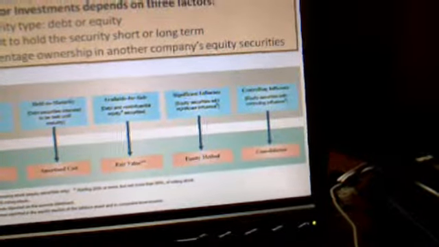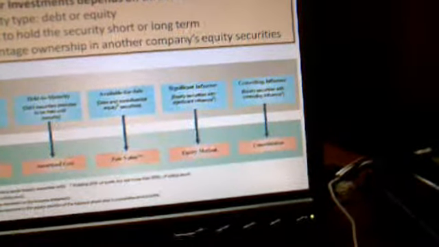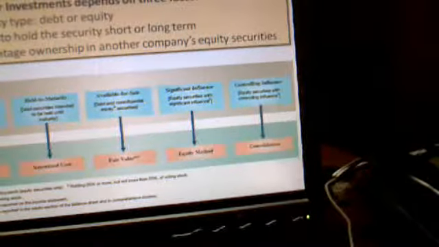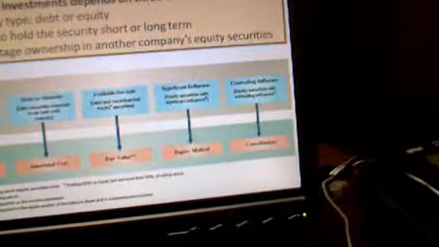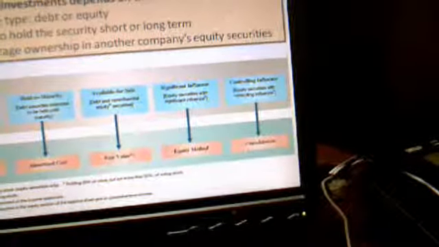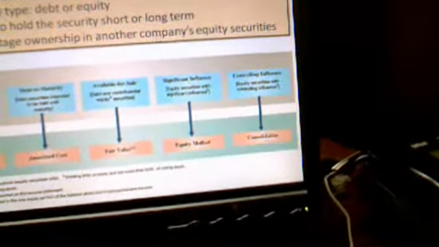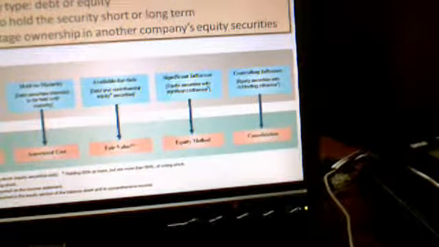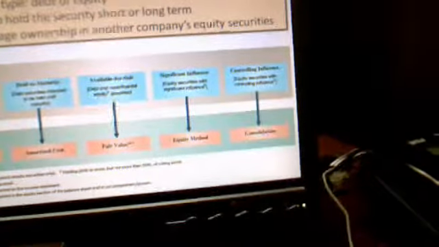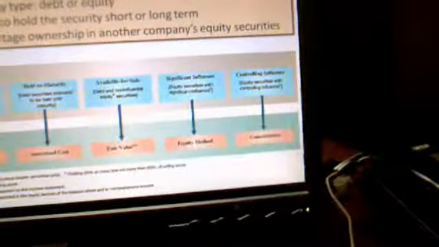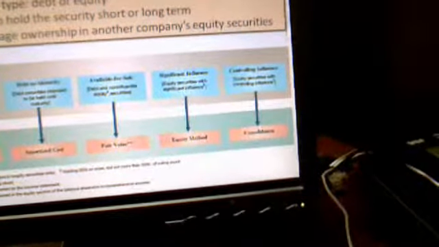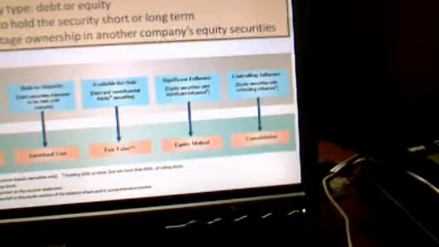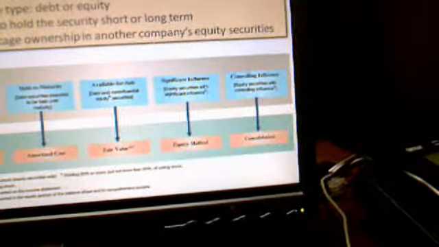Then you have available for sale securities. They're similar to trading securities. The only difference is you're not actively trading these guys. Those would also be considered reported at fair value. Then if you have significant influence over the investee, in other words, you own 20% to 50% of that company, you would use the equity method for recording your investment. And if you have more than 50% ownership, you would have a consolidation.